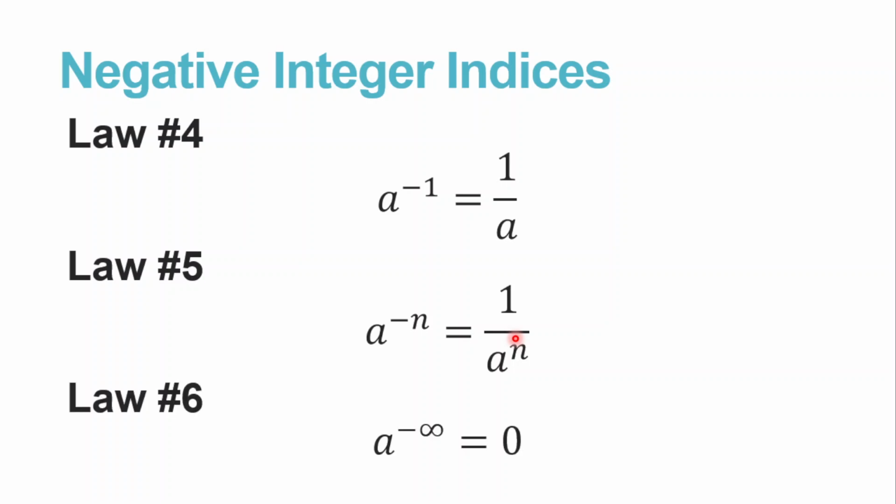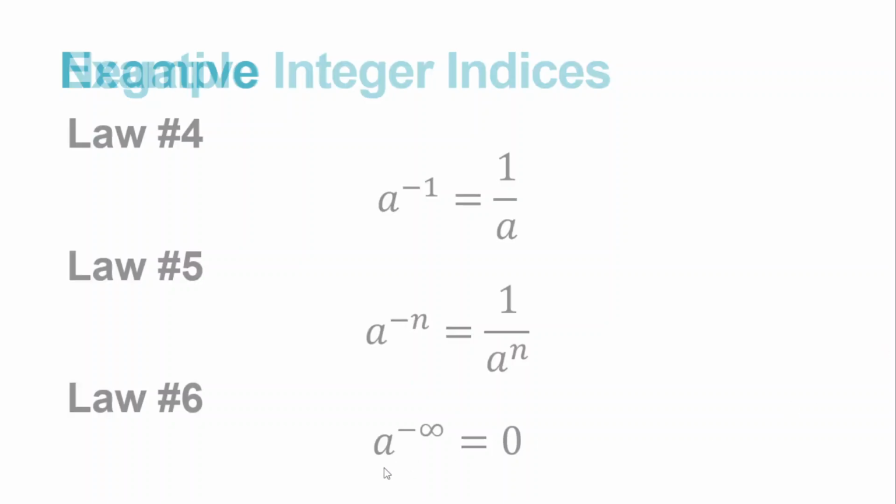Next we have law number 6. Okay, this law is fixed. A raised to negative infinity is always 0. It's always 0, okay? Because it's just what it is. Just keep in mind that it is always 0, okay?